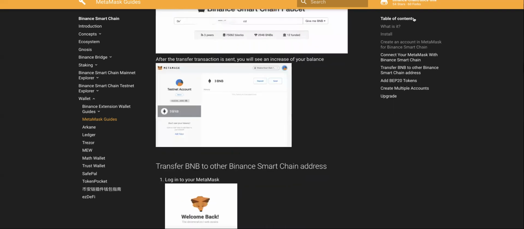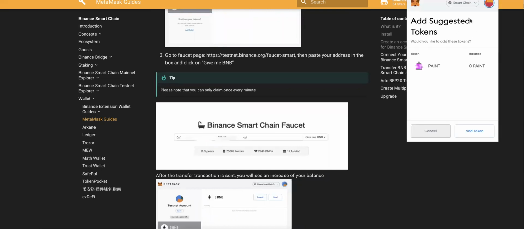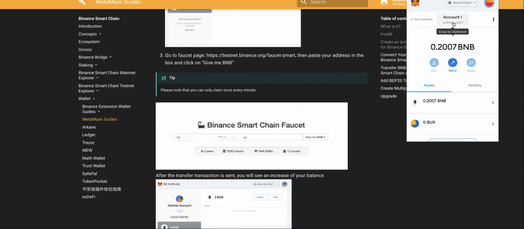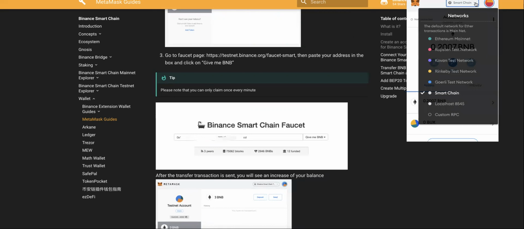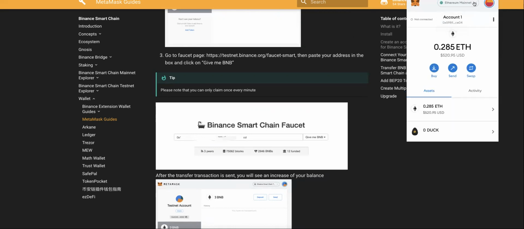It is going to be the same address as your MetaMask. Now I'm on Smartchain, and you can see that my address is the same as it was on the Ethereum. You see, the address doesn't change, only the network changes. You see the same address here. So it's going to be the same address.